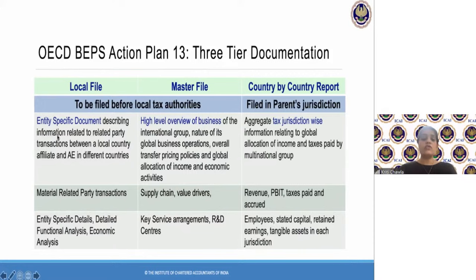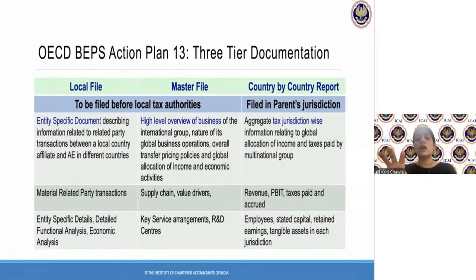So if you look at the local file, it's going to be a very, very entity-specific document. You remember what I was talking about with the TP study? It's a very, very specific document. You'll have to talk about all AEs. What are the transactions? How have you substantiated those transactions? So it's going to talk about all related party transactions, and in a very detailed manner, it's going to talk about all these economic analyses, benchmarking analyses, etc.